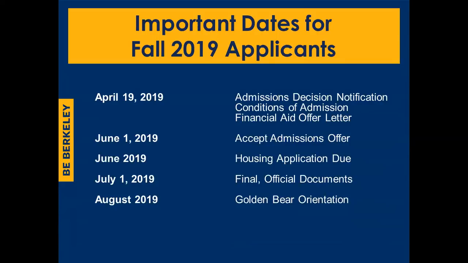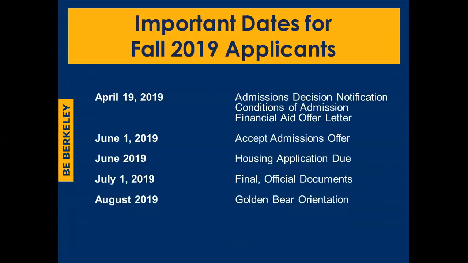Important dates for you as applicants. We will be notifying you of the admission decision on April 19th, and that is going to be notified through the Map at Berkeley website and the portal. You'll get an email. Should you be admitted, they would also include conditions of admission, which are very, very important. They are expectations that you must fulfill in order to keep your admission. And then you'll also get a financial aid offer, and hopefully that will allow you to be able to afford to come to the Berkeley campus.